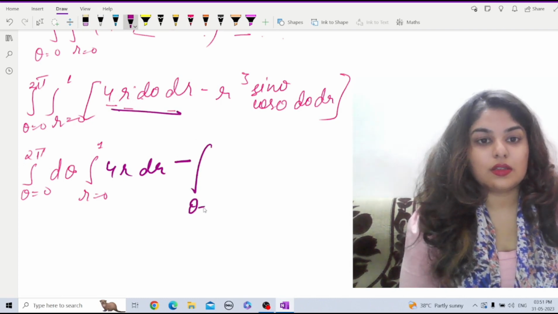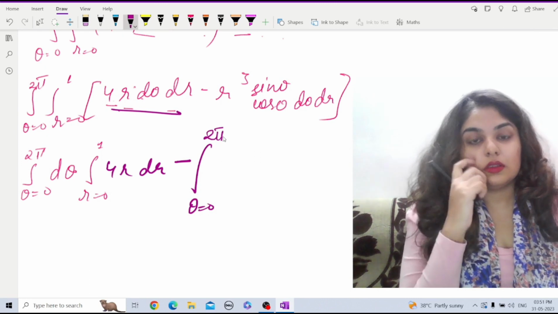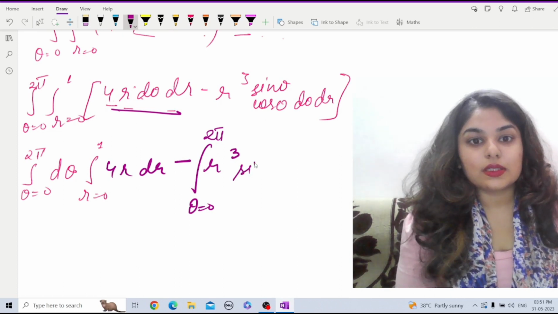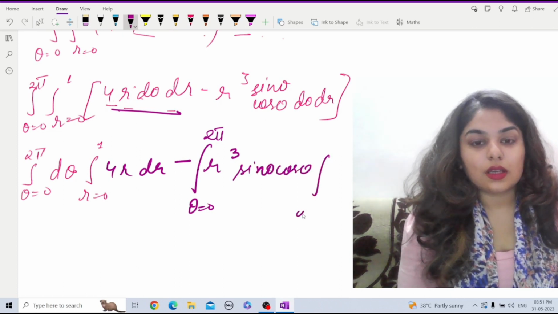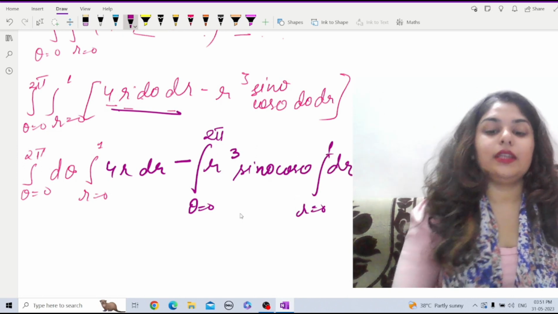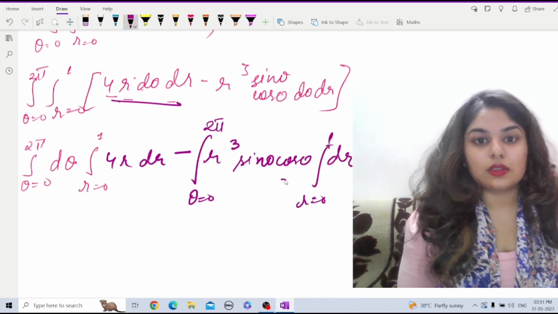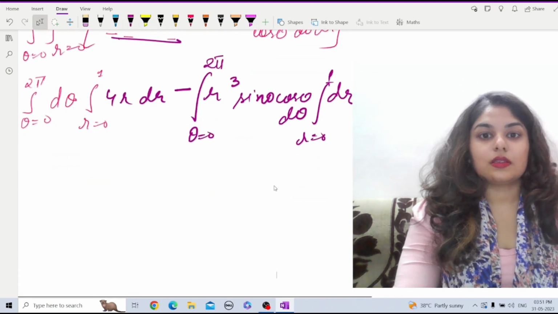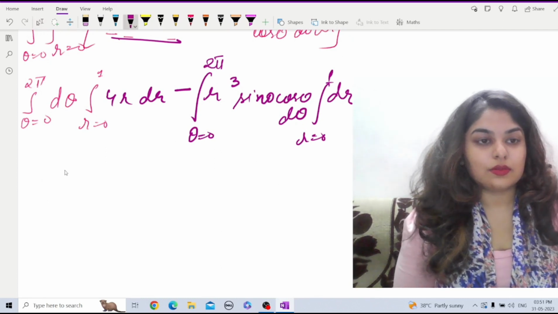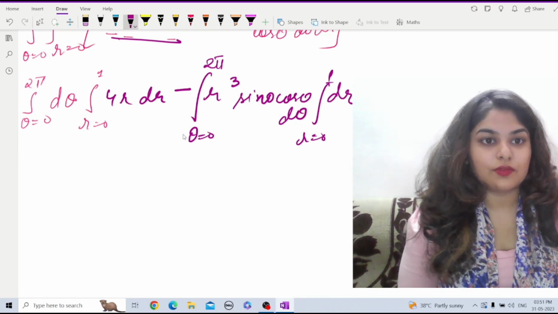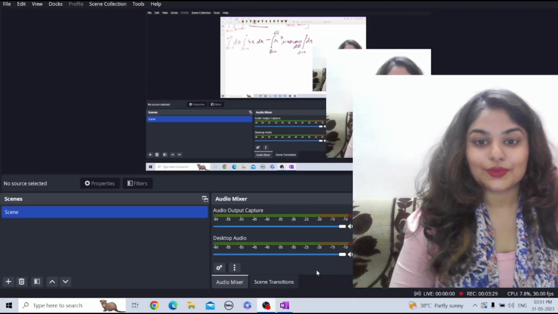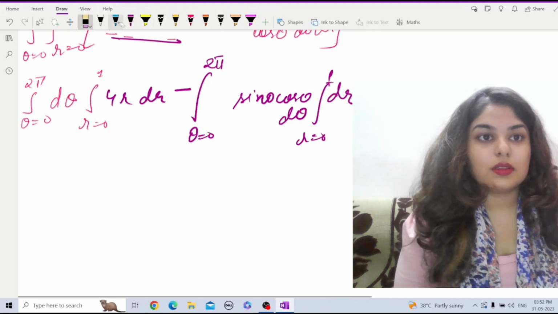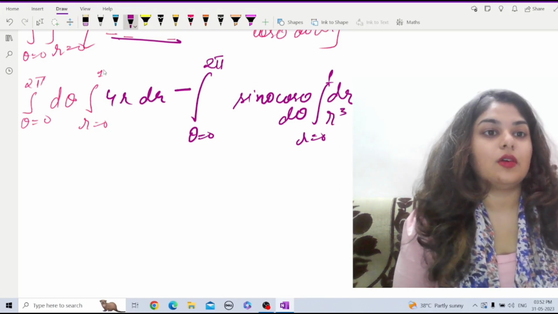Now minus, again theta from 0 to 2 pi, r cube sine theta cos theta, r from 0 to 1 dr. Now yes, here we have d theta, and this cos theta d theta here can be written as d sine theta. So let us just solve all the parts one by one. My mistake, this is r cube dr. Yes, now let us just find this.